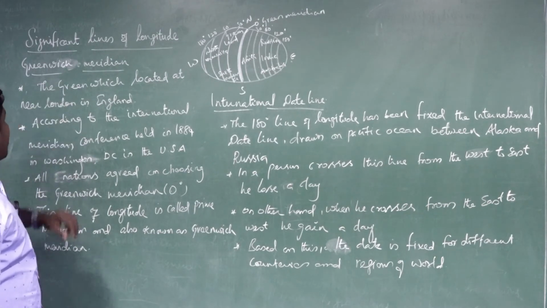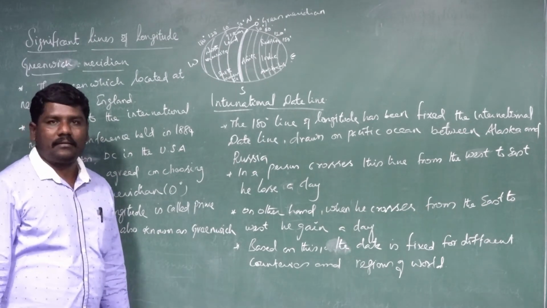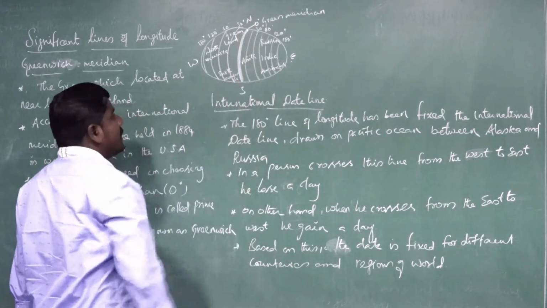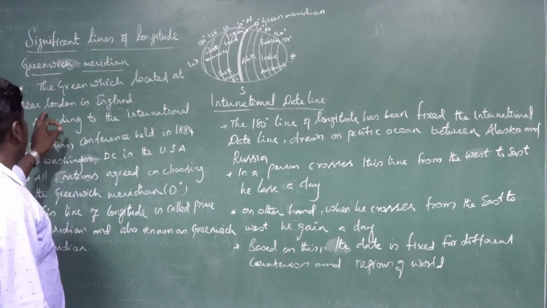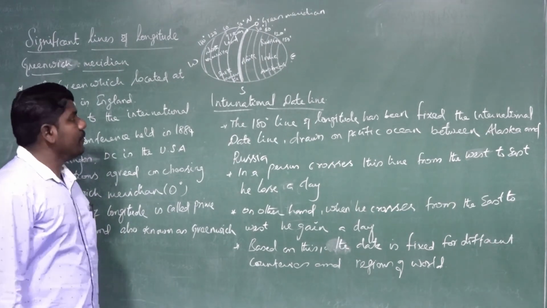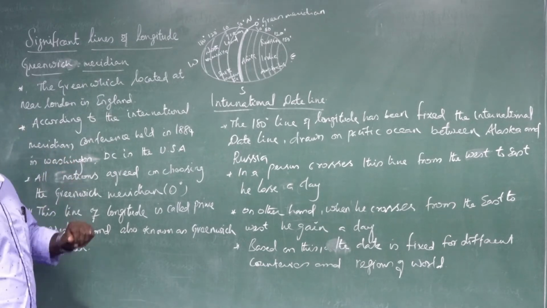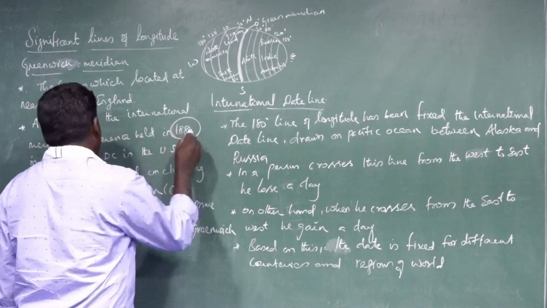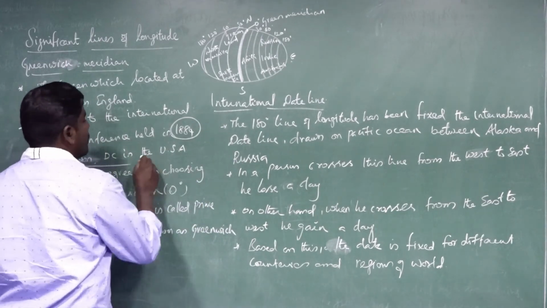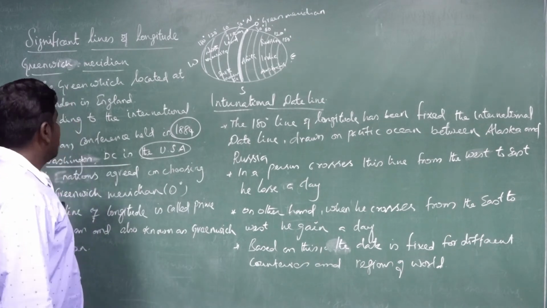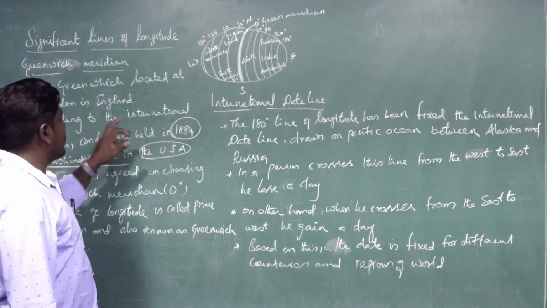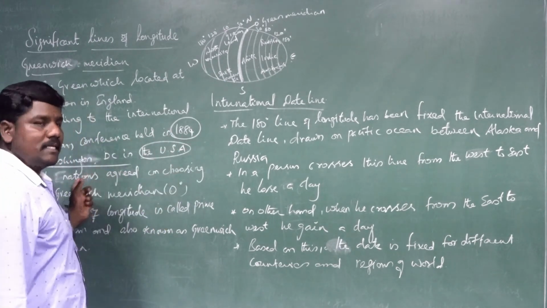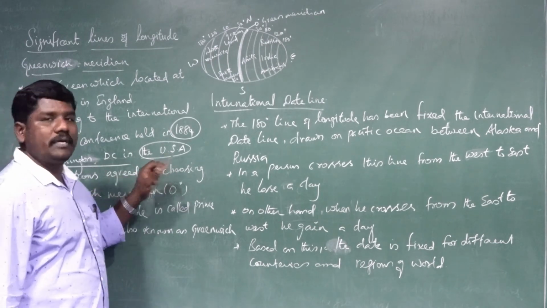Greenwich is located near London in England. And then, according to the International Meridian Conference, which was held in 1884 in Washington, D.C., in the USA.